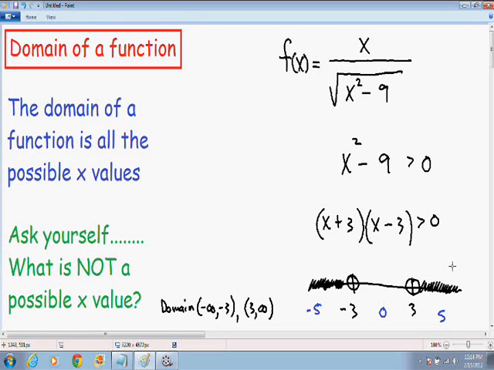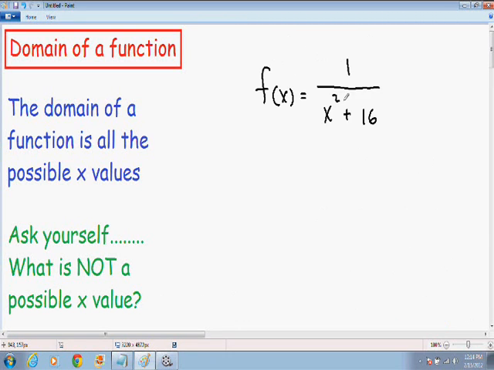So now I'm going to show you one more example that is kind of a trick question, I guess. Here we have the function 1 over x squared plus 16. So many of you probably can figure out by now that this is a rational function and that the denominator can never equal 0. However, let's take a look at this denominator.